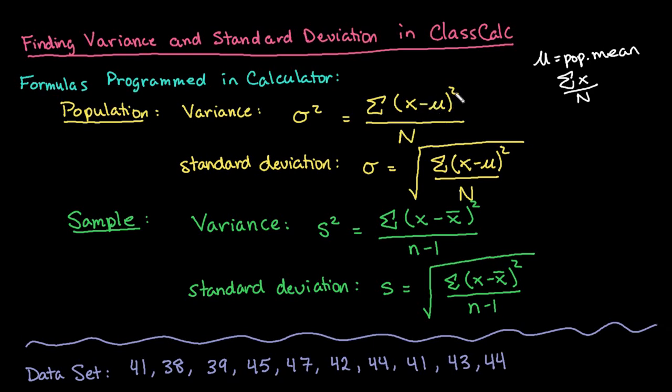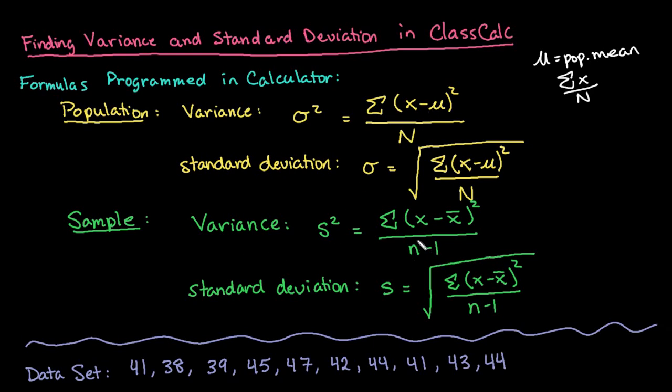Then you would have to square each of those deviations, then find the sum of the squares of the deviations and divide by the number of terms. So it is something that does take quite a bit of time to do by hand. From there, to find the standard deviation, you just find the square root of the variance.